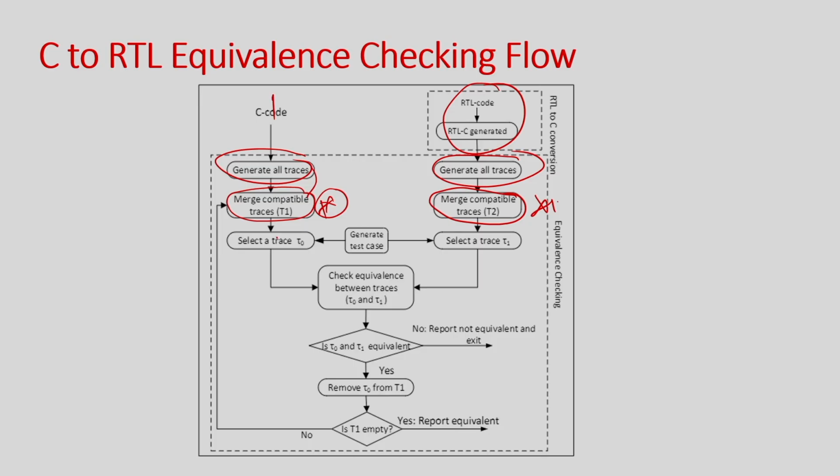Then the process is that you select a trace tau 0 here and you find a trace tau 1 here. For this I am going to use a method called the data dependent method. That is very interesting. Using that, from n square comparisons I can reduce to order of n comparisons.